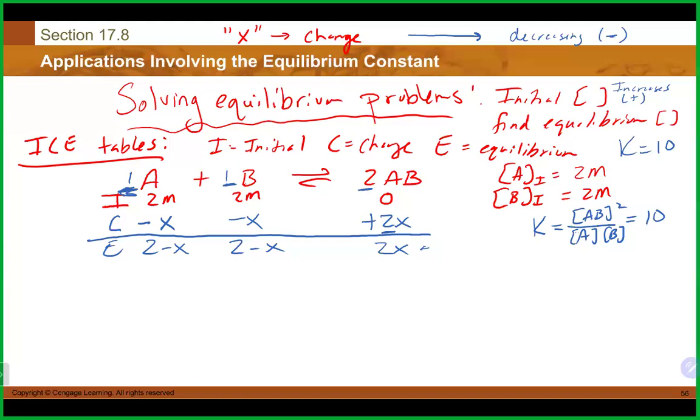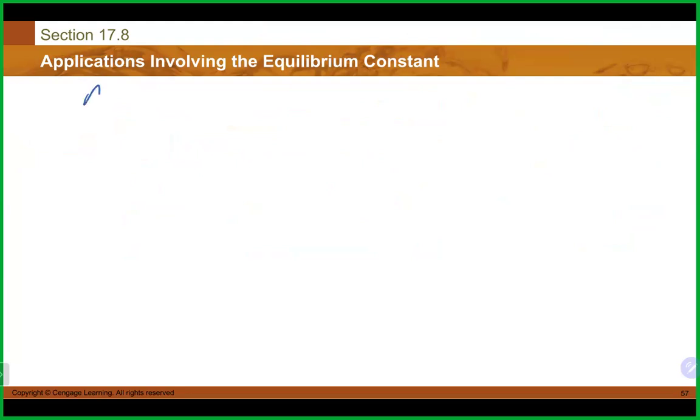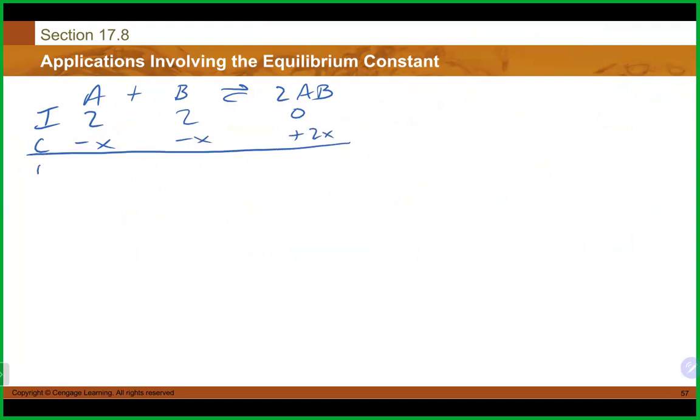Yeah. So the goal here really is to solve for x. To solve for x, what I'm going to do actually is rewrite up higher there. So initially we had 2, 2, and 0, minus x, minus x, plus 2x, equilibrium 2 minus x, 2 minus x, and 2x. Our K value here was AB squared divided by A and B, which equals 10.